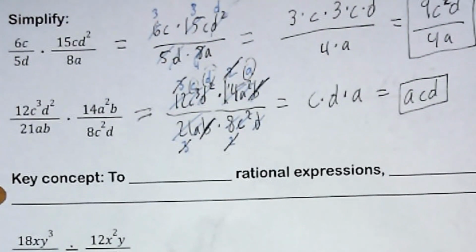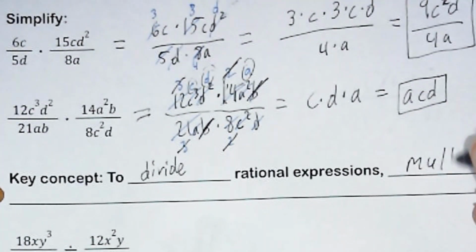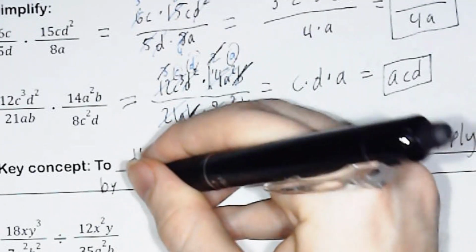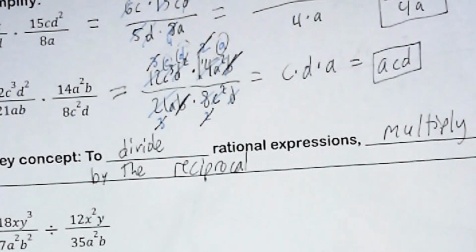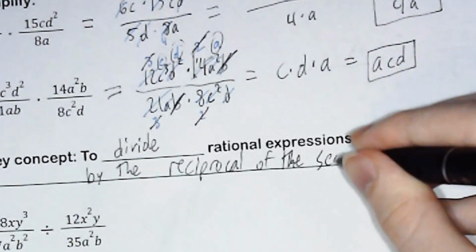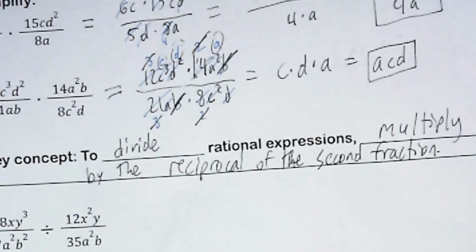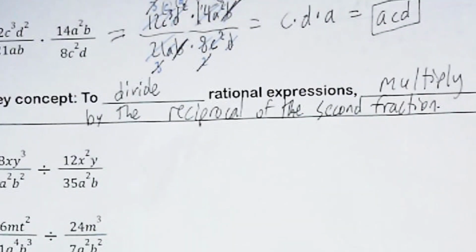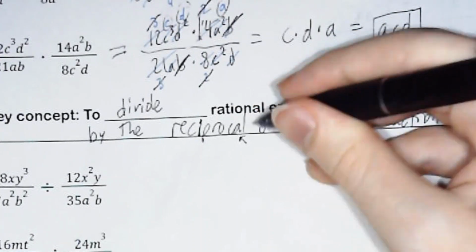Now we move on to division. To divide rational expressions, you do multiplication, so you multiply by the reciprocal of the second fraction. Okay. Now what does reciprocal mean? Reciprocal, this little word here, this means you flip the fraction.